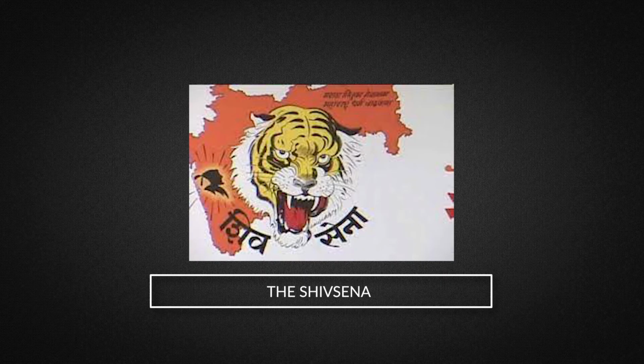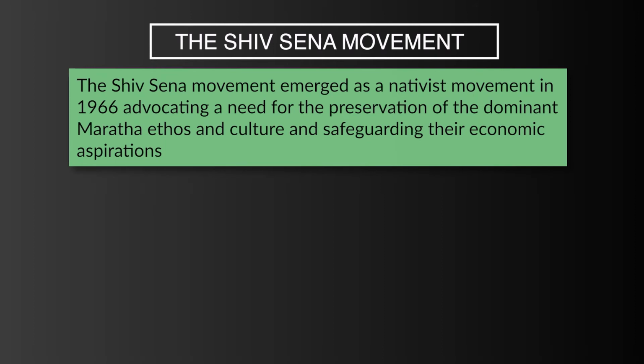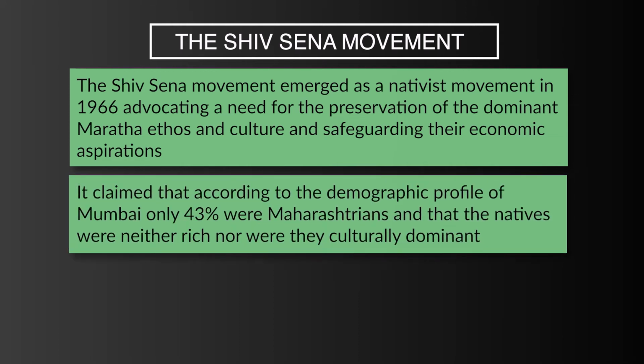Now, the Shiv Sena movement arose as a nativist movement in 1966, advocating the conservation or preservation of the dominant Maratha ethos and safeguarding their economic aspirations. It claimed that Mumbai was for Maharashtrians, and it also claimed that the demographic profile of Mumbai was changing, as Mumbai was a melting pot and attracted a number of immigrants, and this change of demographic profile had left the non-Maharashtrians with not much scope for dominance either politically or culturally.